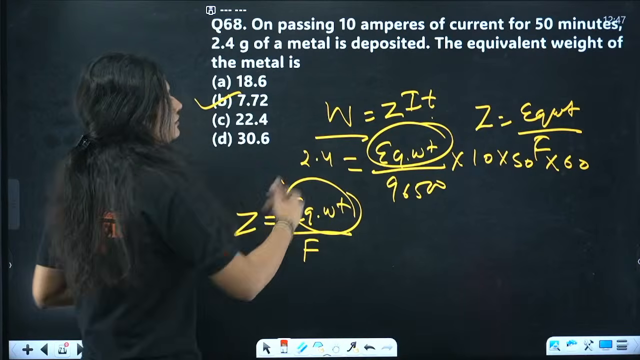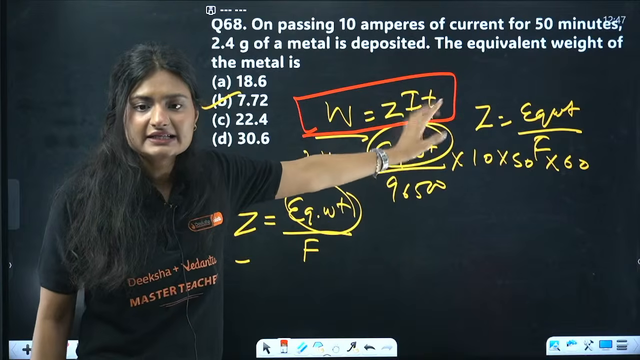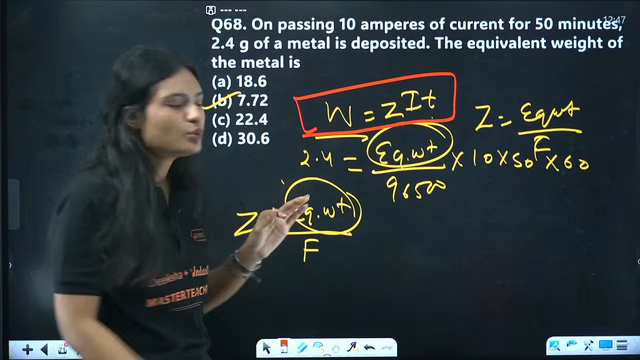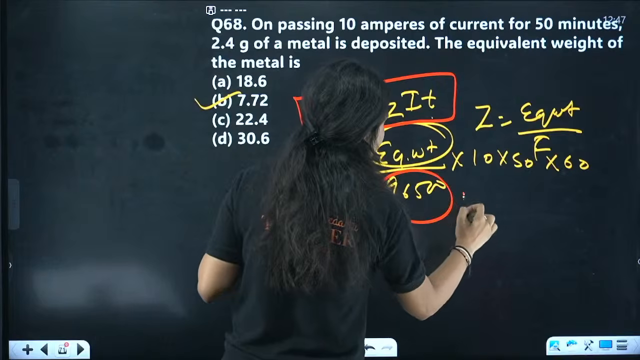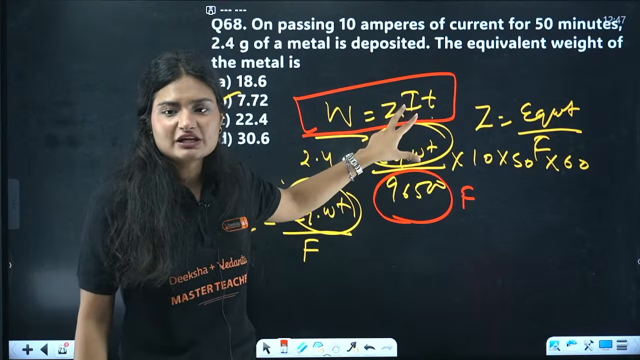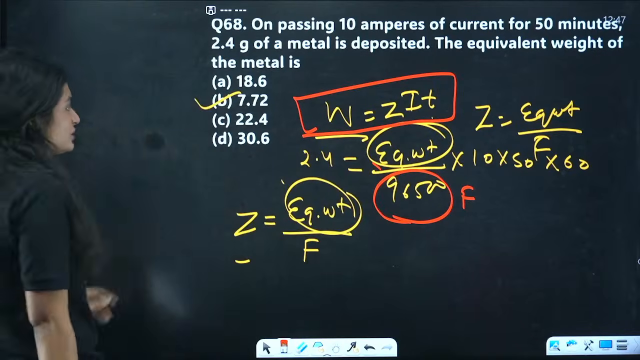Equivalent weight. So again, weight deposited is equal to ZIT. Z is electrochemical equivalent, I is the current, T is the time, normally in seconds. Z, electrochemical equivalent, is equal to what? Equivalent weight by Faraday. This is the relationship. So we just substitute this value here, equivalent weight by Faraday, and we'll calculate the equivalent weight. That will be 7.72.